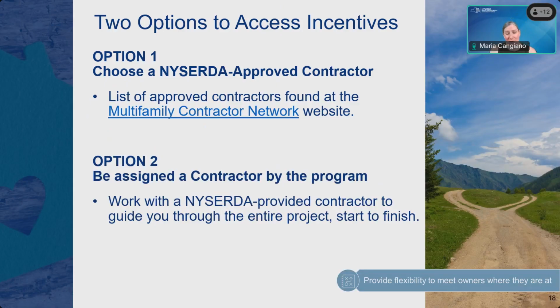I'm a senior project manager on our multifamily team, and I'm here to talk to you about our technical assistance side of the AMP-UP program. So we wanted to make sure to offer customers the most options for how to access this program. And there are 2 options that you have in who you can work with. The first option is to choose a NYSERDA approved contractor. That list of contractors that we are working with is the Multifamily Contractor Network, and that is located on the NYSERDA website. And you will be able to pick a contractor of your choice who are listed and pre-approved by NYSERDA. That is one option.